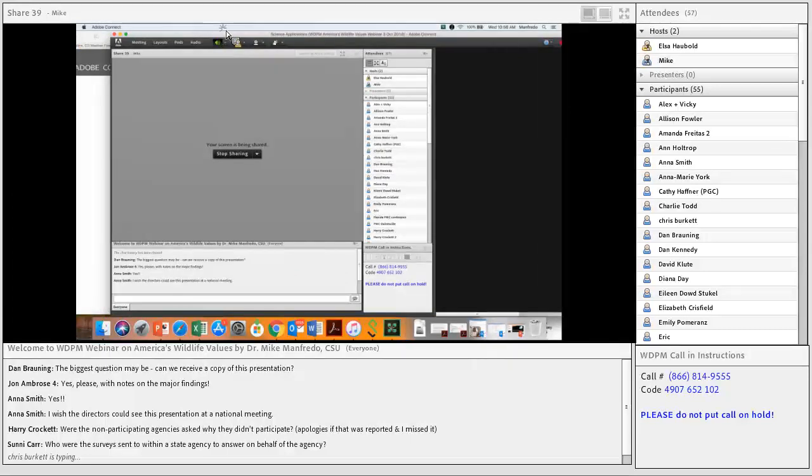And just a reminder, if you have a question, the little icon, there's a person in black at the very top with its hands raised. If you click on the down arrow, you can raise your hand. And I know Sunny's got a question. I'll read that, and then Mike Harris. So Sunny said, who were the surveys sent to within a state agency to answer on behalf of the agency?